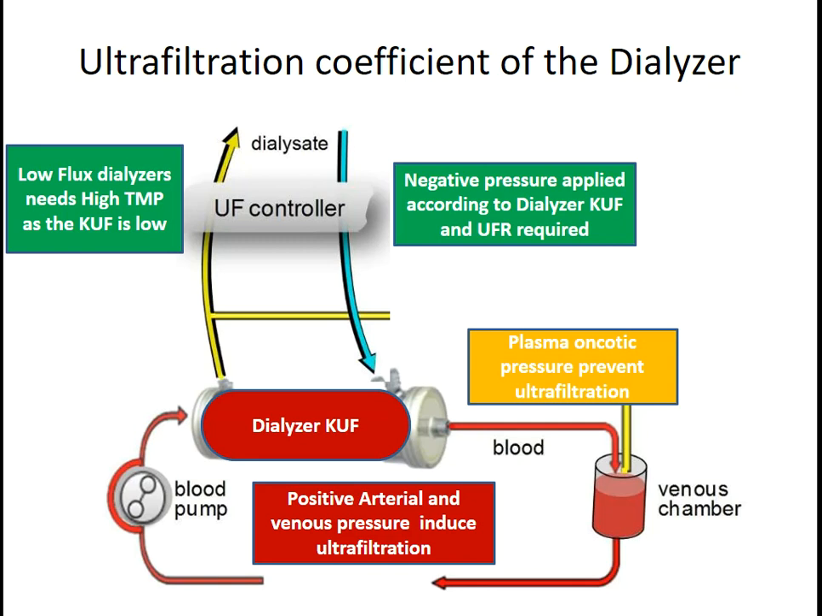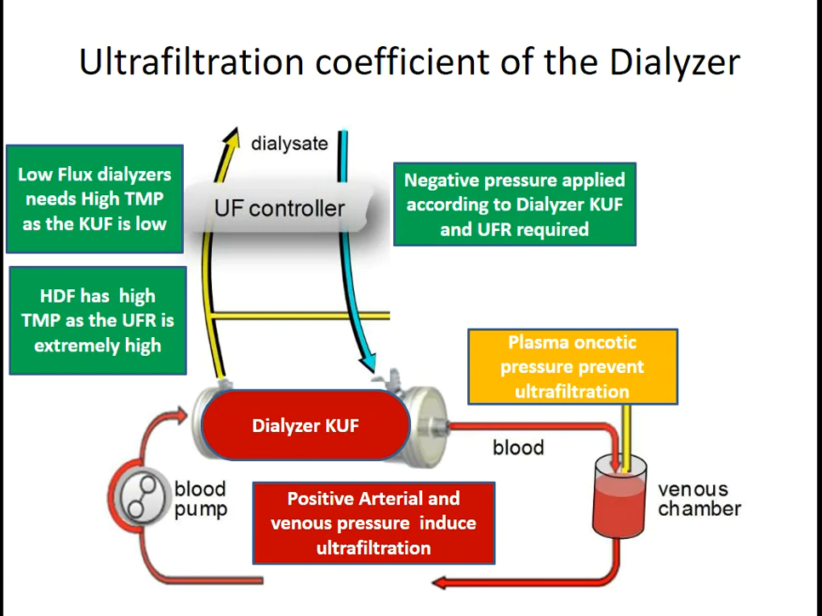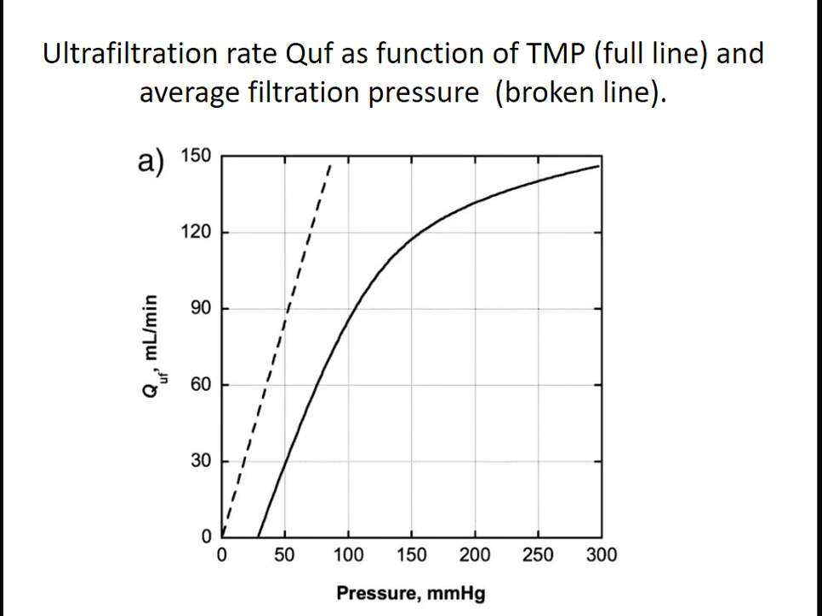Low flux dialyzers need high transmembrane pressure as the KUF is low. Hemodiafiltration has very high transmembrane pressure as the ultrafiltration rate is extremely high. In high flux dialysis, the ultrafiltration rate as a function of the transmembrane pressure is not linear. We have here the average ultrafiltration rate in relation to the pressure. So at a certain point of high transmembrane pressure, we cannot find the linear relationship with increasing the ultrafiltration rate.